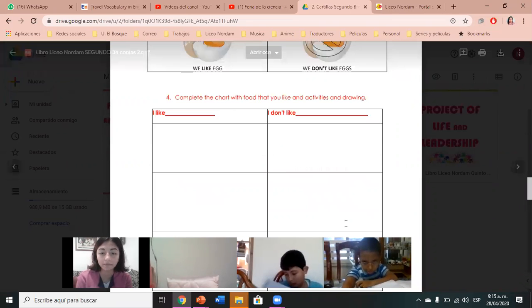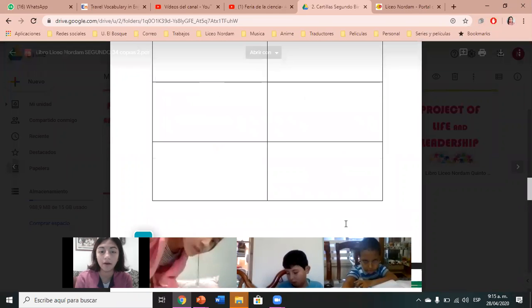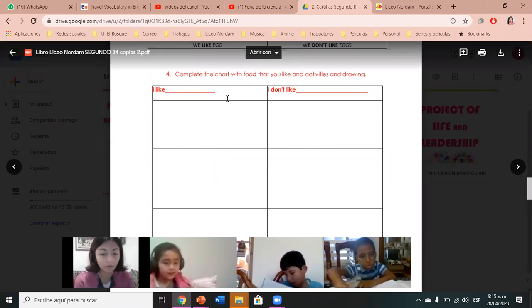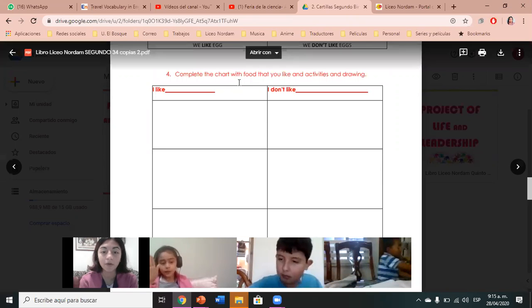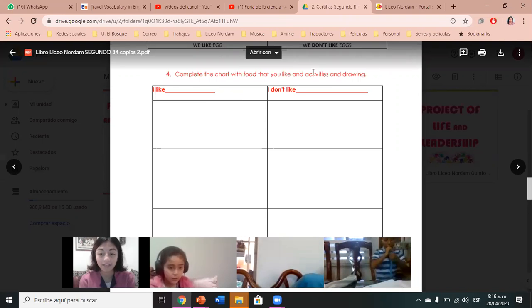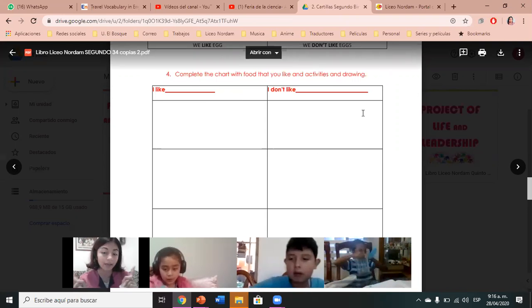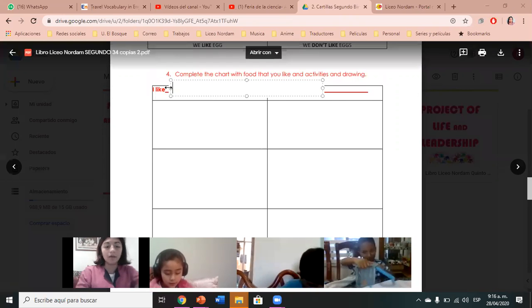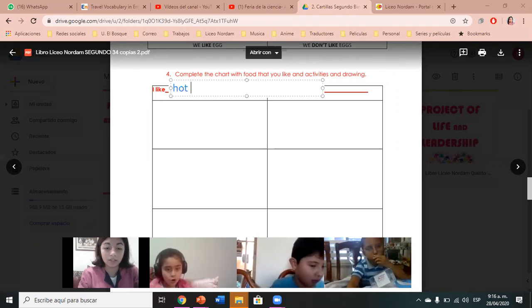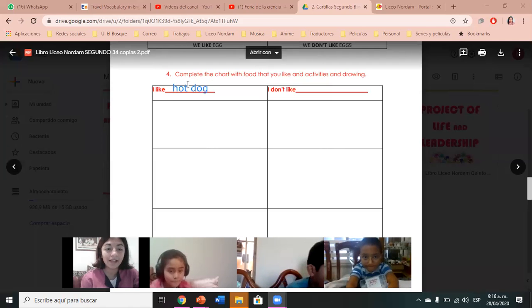We have here point number 4, el punto número 4. So what are you going to do? ¿Qué vamos a hacer? You are going to complete the chart. Vamos a completar el cuadro with food, con comida, that you like and activities. Comida que les gusta, activities that you like and drawing, and don't like, y cosas que no les gusta. So I have here, les voy a escribir un example. So in my case, I like, a mí me gusta, I like hot dog, el perro caliente, okay?